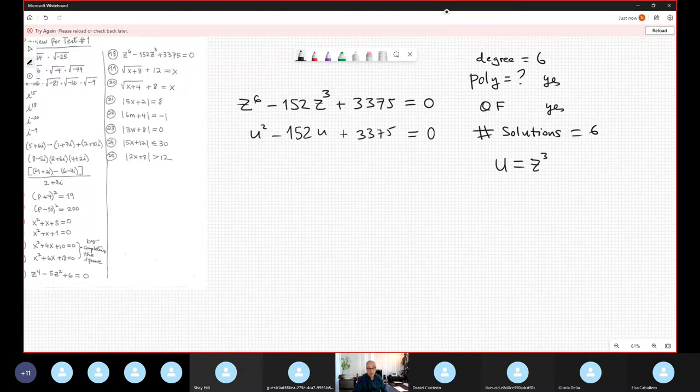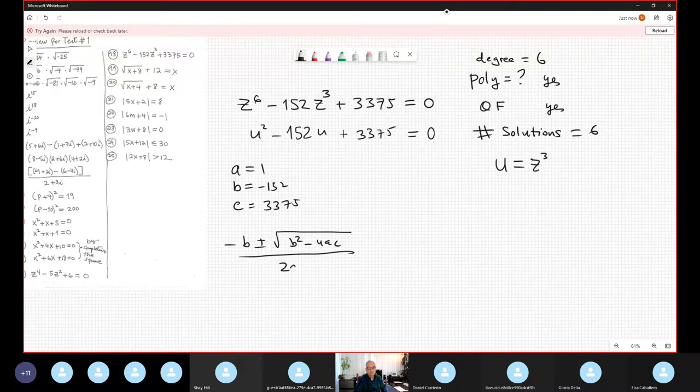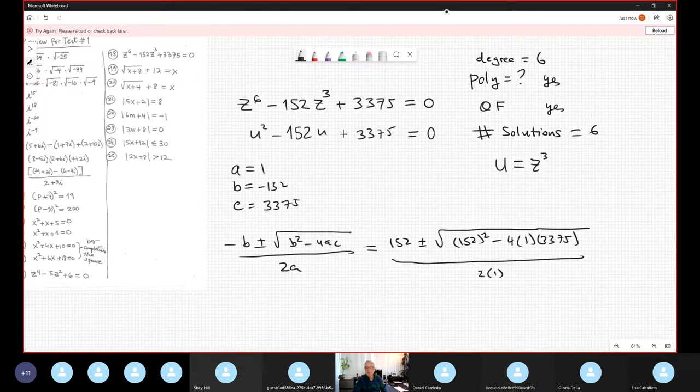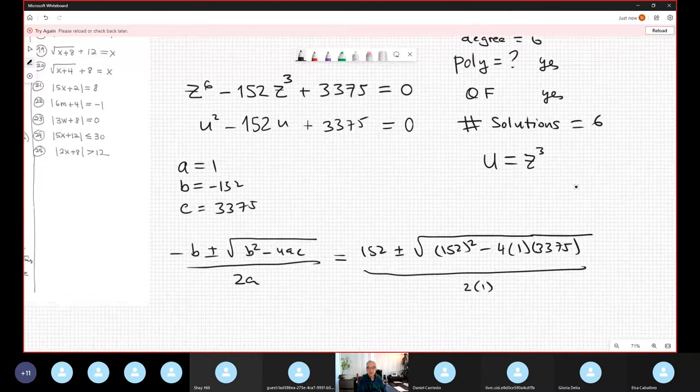Of course, I solve it using the quadratic formula, because factoring is so horrible. A is 1, B is negative 152, and C is positive 3,375. So my quadratic formula: double minus 152 is positive, plus or minus the square root of 152 squared minus 4 times 1 times 3,375, divided by 2 times 1. Don't be scared, little by little you do it using the calculator. Let's do it together now.